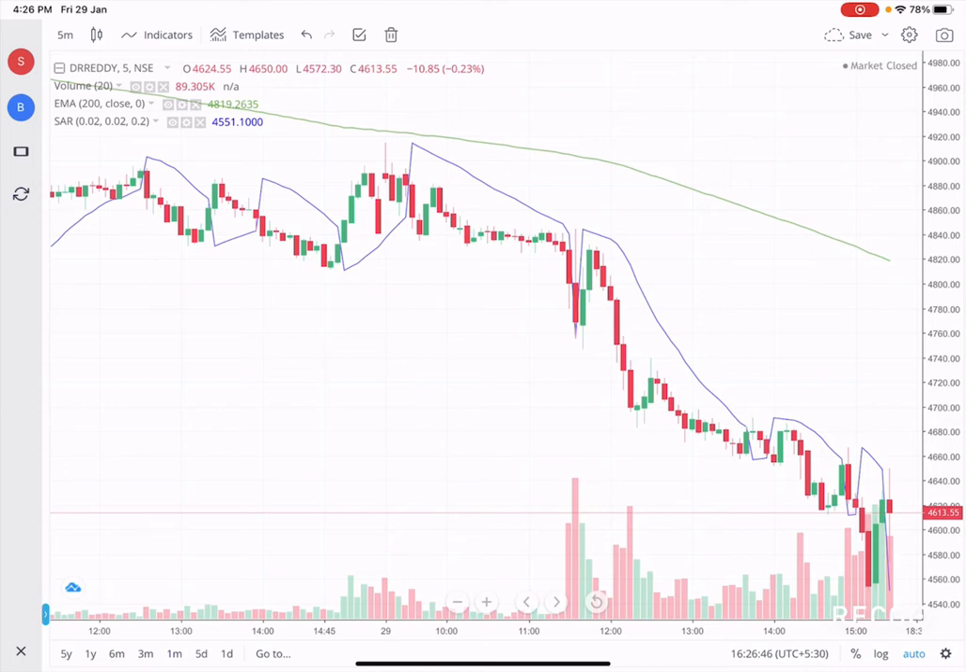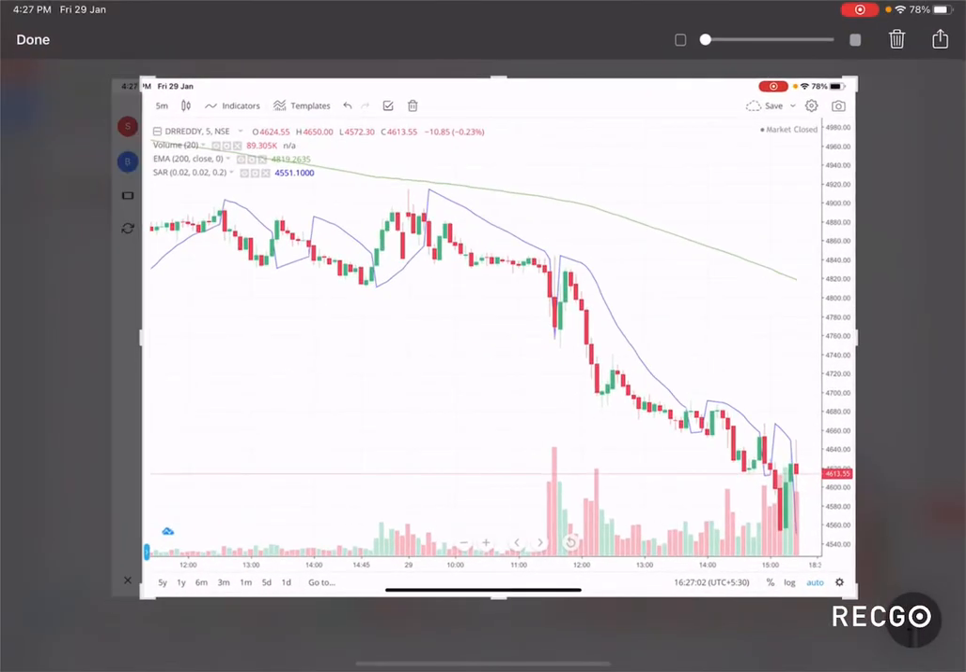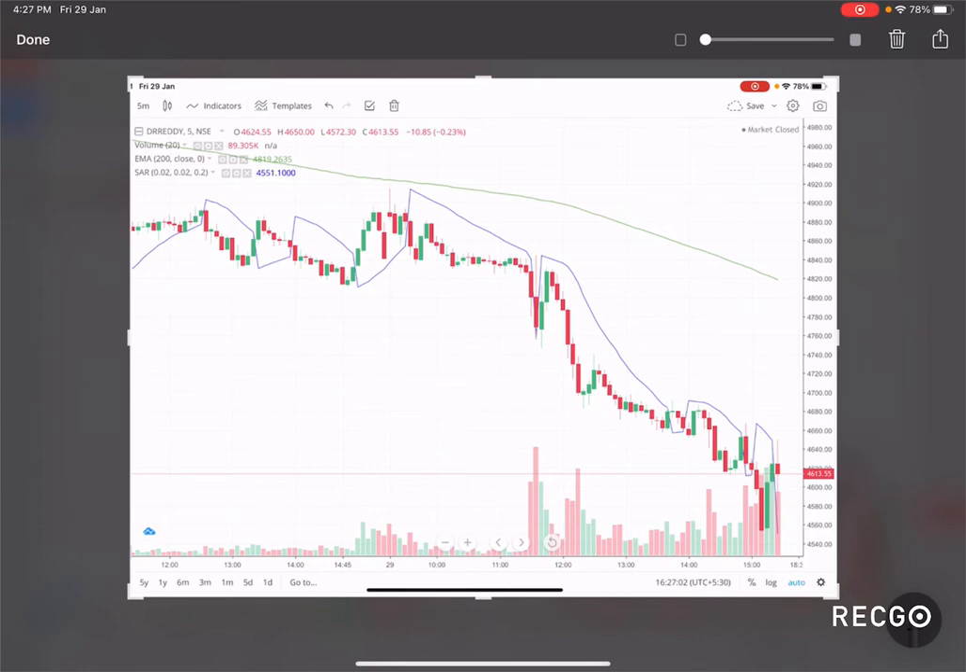Altogether we got 4 trades in Dr. Reddy's. 3 trades gave profit, 1 trade gave a stop loss, that is very small. So let's see how we made it here. The first trade is 4880, exited around 4800, that is plus 80.